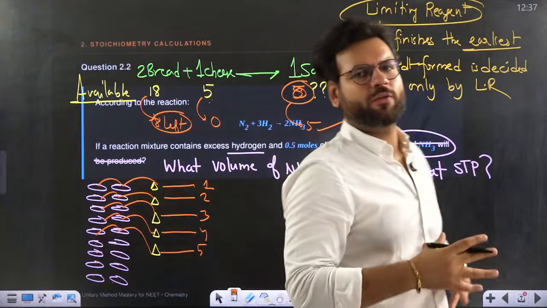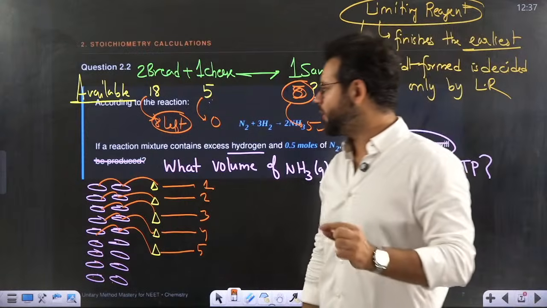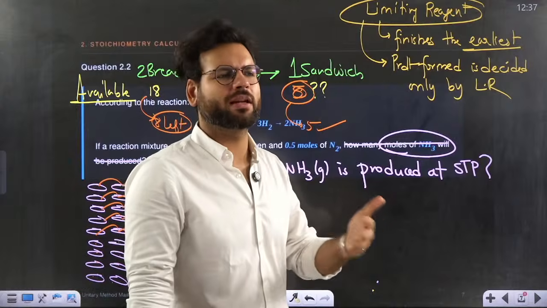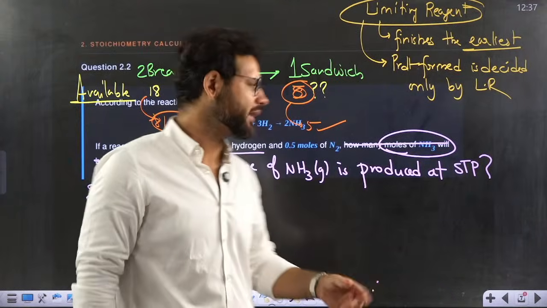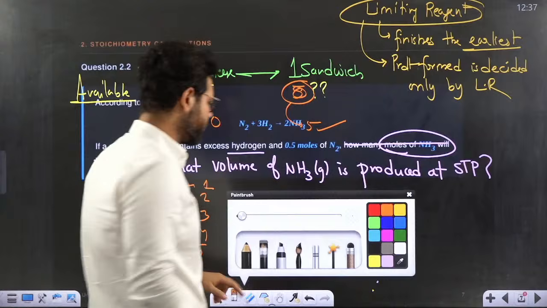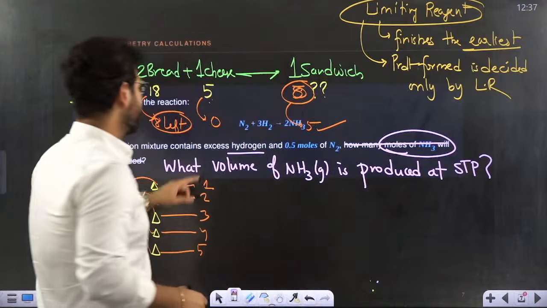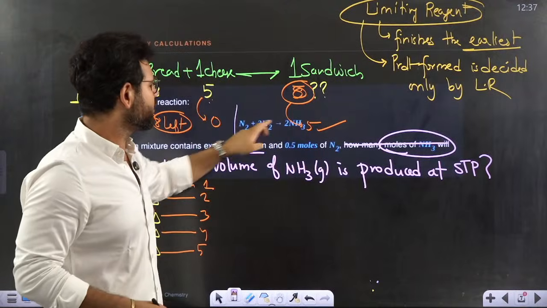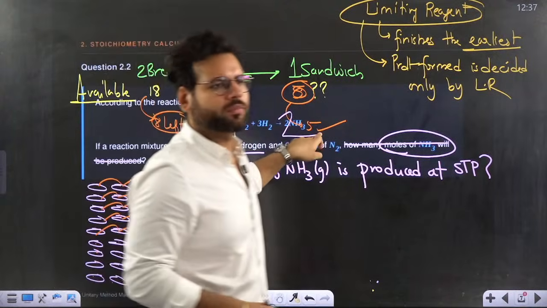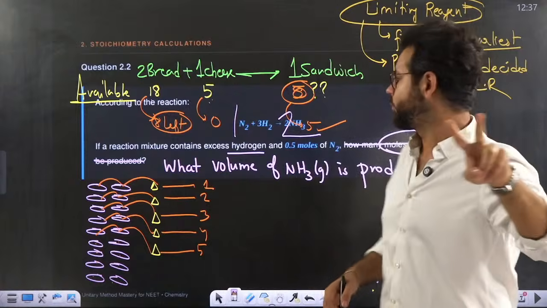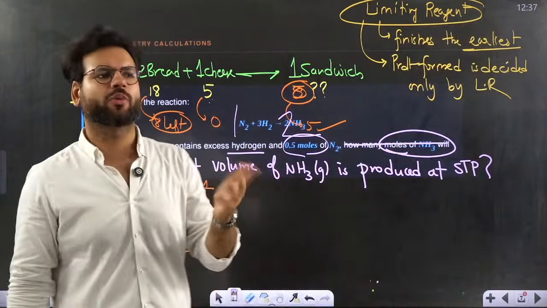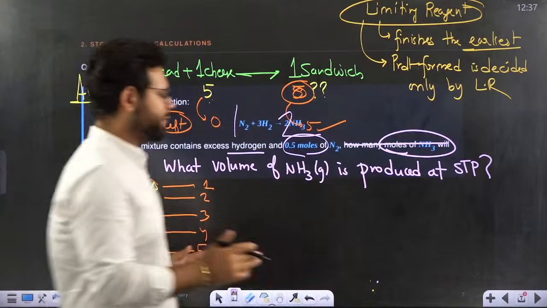In the same way, whenever you are doing any reaction, always make the products based on the limiting reagent. How to find the limiting reagent will be taught in later classes. For this question, it's simple. They already told you that hydrogen is in excess, so nitrogen will decide the product. 1 mole nitrogen makes 2 mole ammonia. Half mole will make 1 mole ammonia, which is 22.4 liter. Correct. Let's move on to the next one.